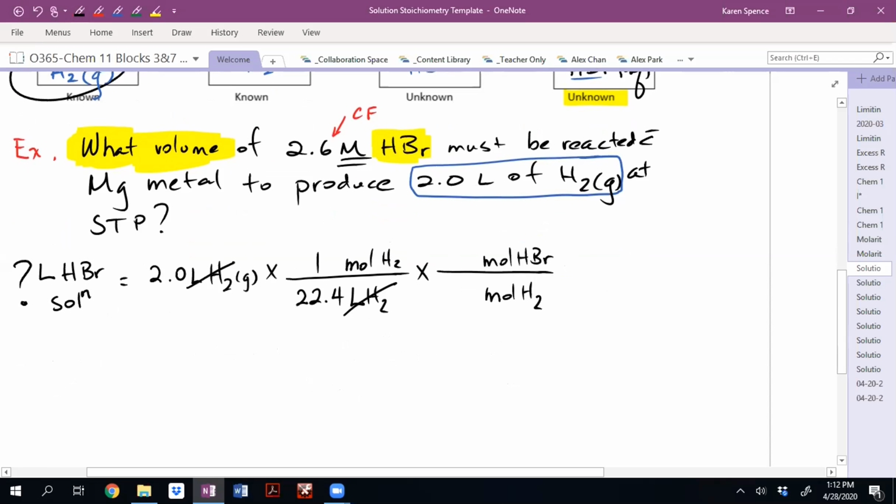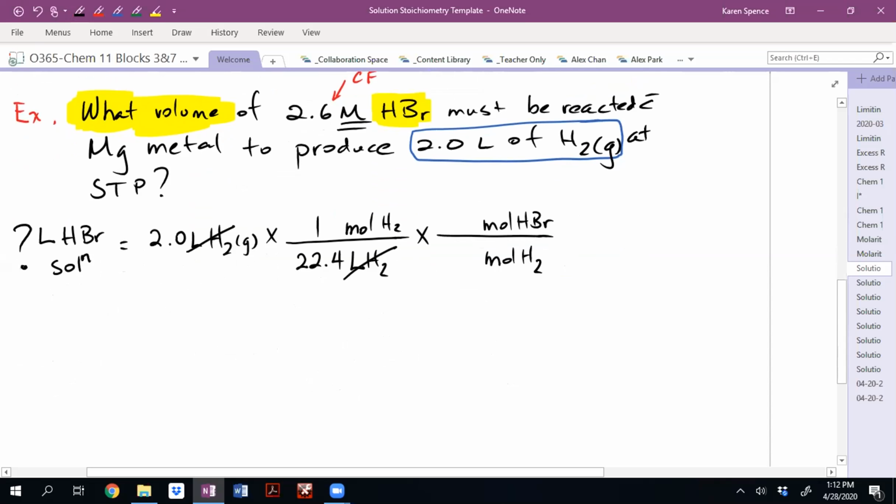Yet. If I am not kind enough to give you a balanced equation, you are going to have to write one. So I'm just going to scooch down here. We are reacting HBr with magnesium metal, and one of our products is going to be hydrogen gas. What is our other product going to be? MgBr. Very, very close. MgBr2, yes, because Mg is 2 plus and Br is -1.